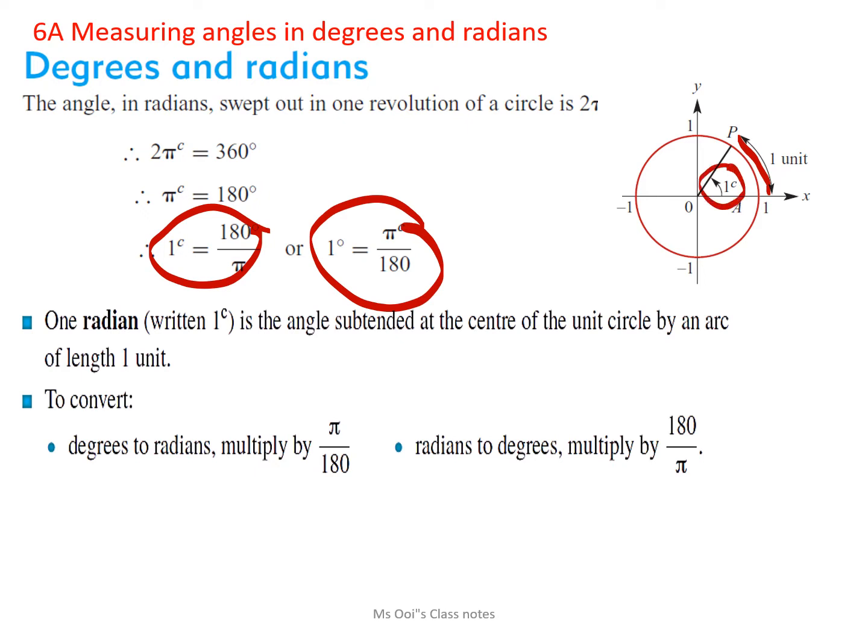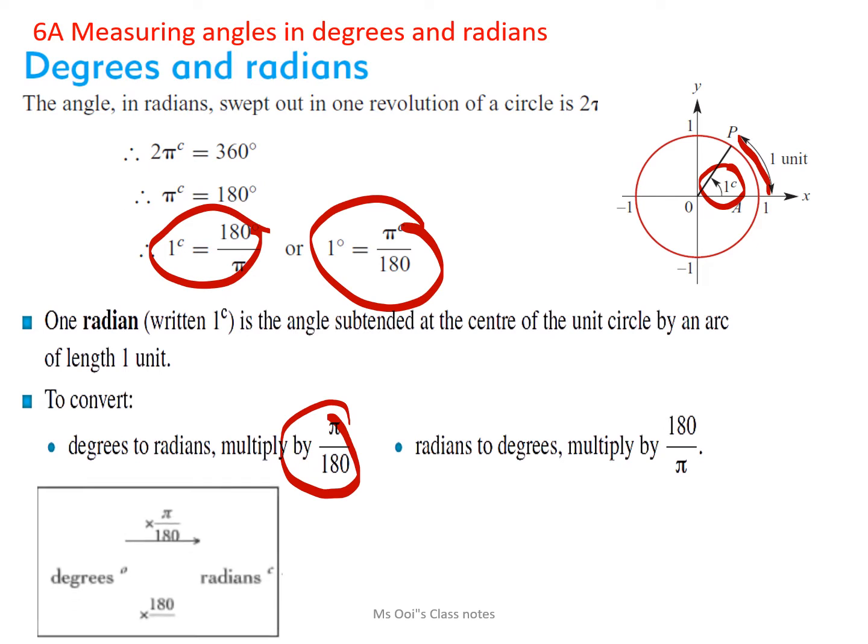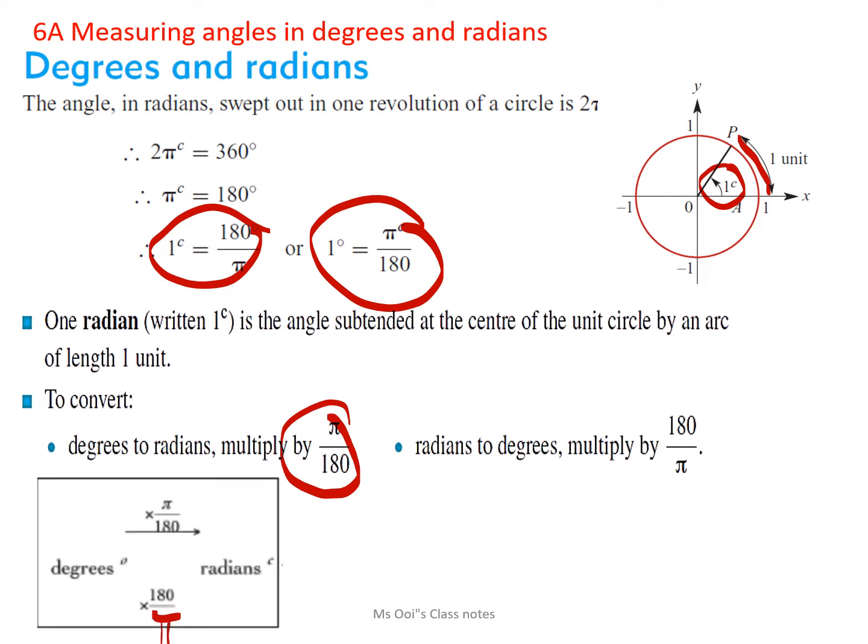Because 1 full cycle is 2 pi r, that is the circumference, that gives us 2 pi units. 2 pi units is equal to 2 pi radians, which is 360 degrees, and that's how we got pi radians is 180 degrees. So to convert degrees to radians, you multiply by pi over 180. Likewise, to convert radians to degrees, you multiply by 180 over pi. So there's this little diagram for you to remember.